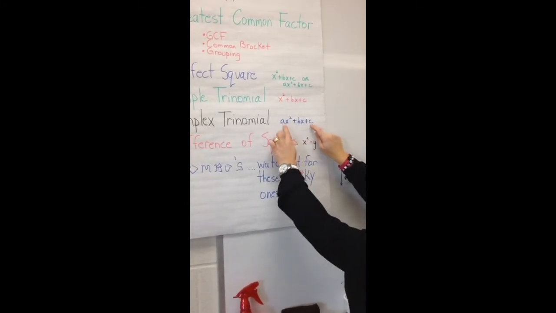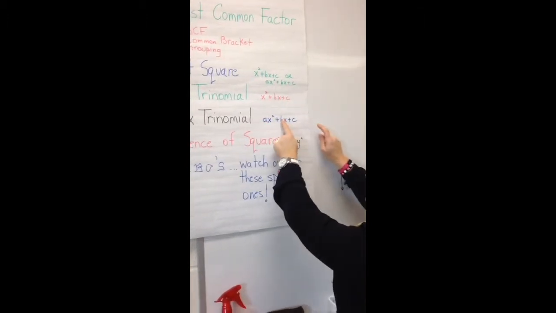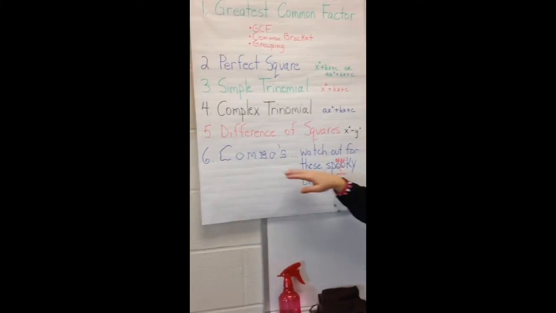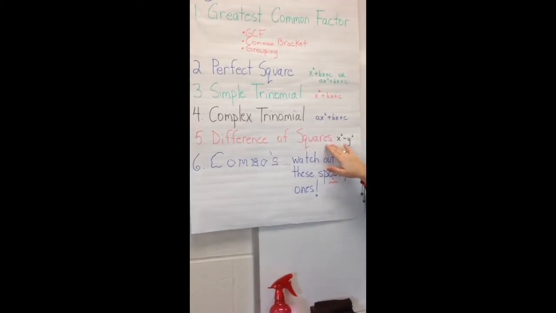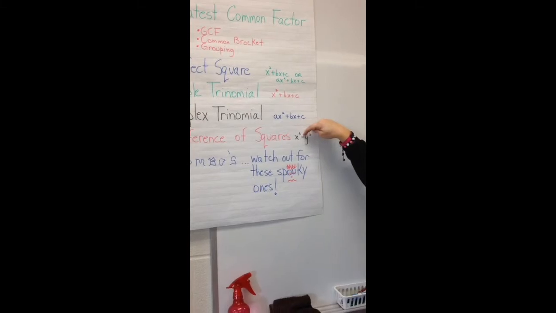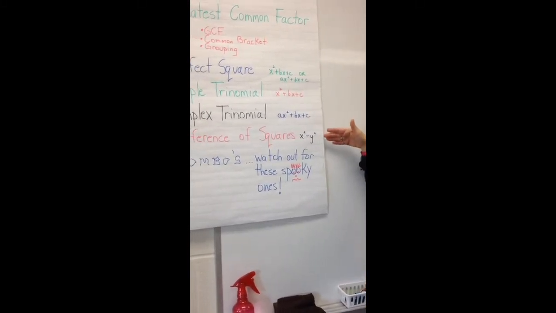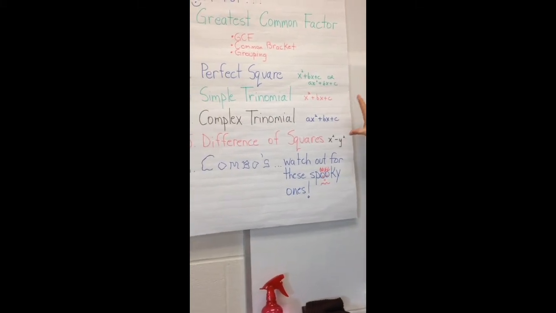Again, 3 terms, but the numerical coefficient in front of the x squared is not 1, it's another number. And so you have to use the product of a times c and the sum, again, of the middle term, and you use the decomposition method to help you factor. The last thing is difference of squares, which is 2 terms separated by a negative, and you have to be able to take the square root of both. And obviously, you have to know how to factor all of them once you've decided on which one it is.